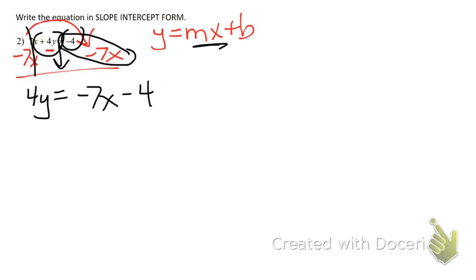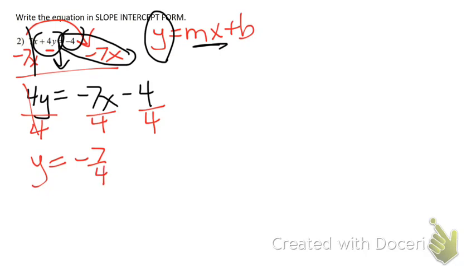Get y by itself. It needs to be completely by itself. So next, divide everything by 4. When you divide by a positive number, the signs stay the same. So we're just going to have y equals negative 7/4, because 4 doesn't divide into 7, negative 7/4 x, minus 4 divided by 4, which is 1. And that's it. That is slope-intercept form.